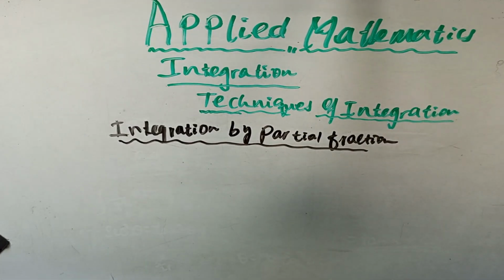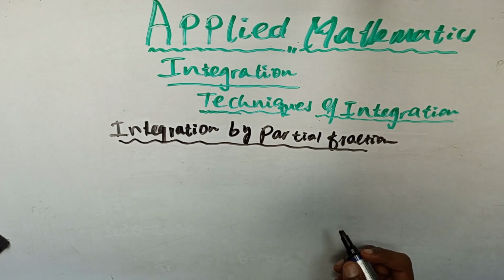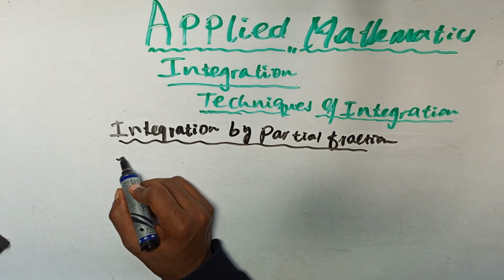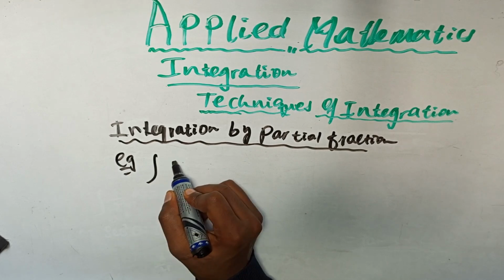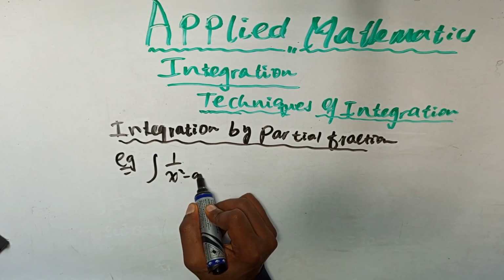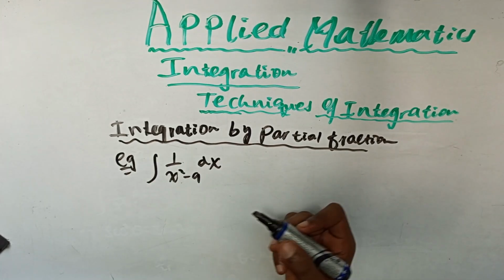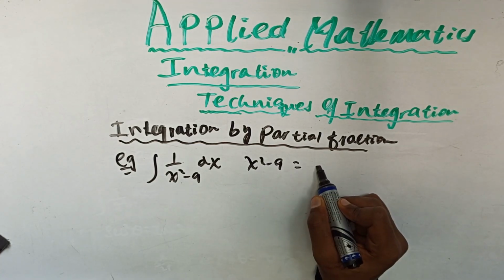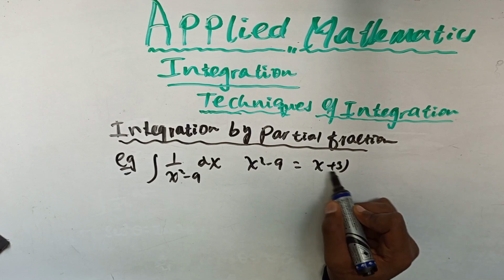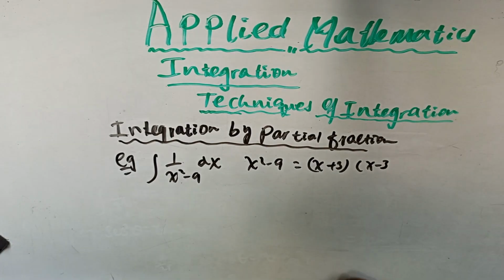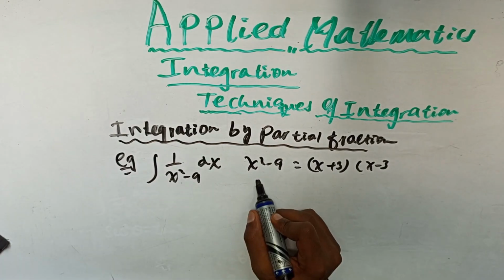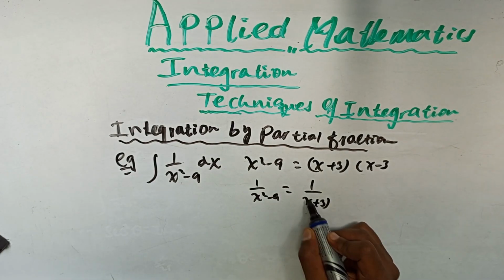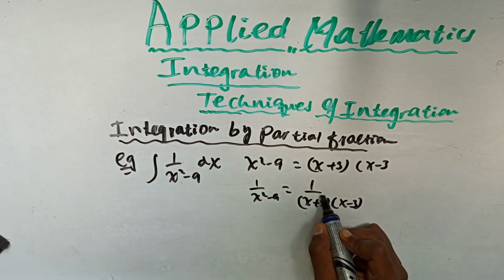Integration by partial fractions. Let me take an example and show you how we are going to solve it using partial fractions. Take the integral of 1 over x squared minus 9 dx. Here, x squared minus 9 is equal to what? (x plus 3) times (x minus 3). So 1 over x squared minus 9 is equal to 1 over (x plus 3) times (x minus 3).